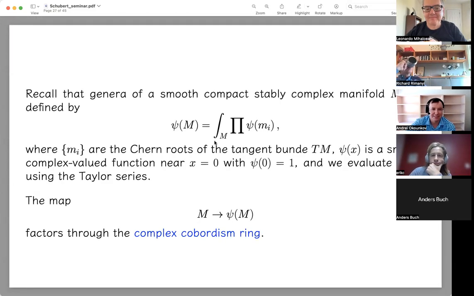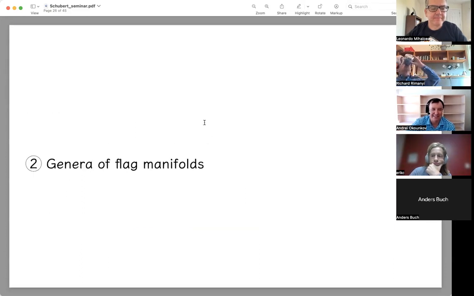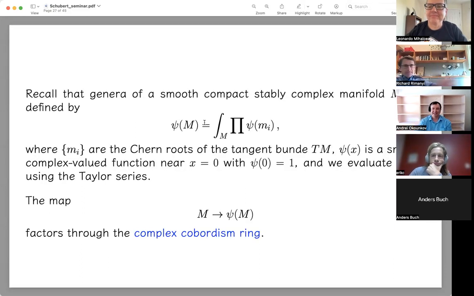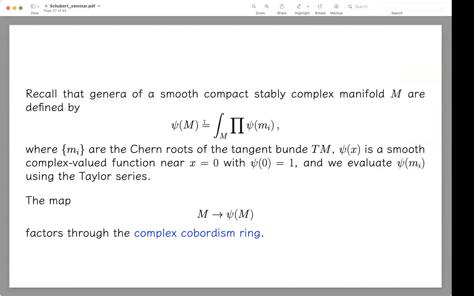So this will start by somehow completely unrelated to what I said before. If I have a smooth, compact, stably complex manifold M, I can define a genus. If I have a function psi, I can take a product of that function over all Chern roots of my manifold and integrate over the manifold. So this would be some number, which will be additive over disjoint sums and multiplicative over products, and in fact factors through the complex cobordism ring of manifolds.